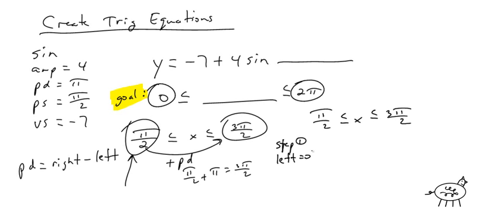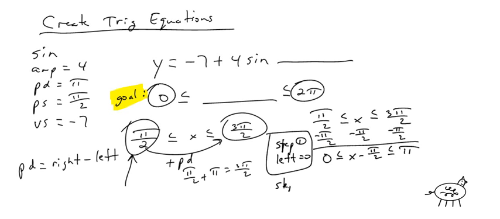You could multiply, but obviously it doesn't make sense to multiply here. We're going to subtract pi over 2 from all sides. That's going to give you 0 less than or equal to x minus pi over 2 less than or equal to pi. So that's our first step.